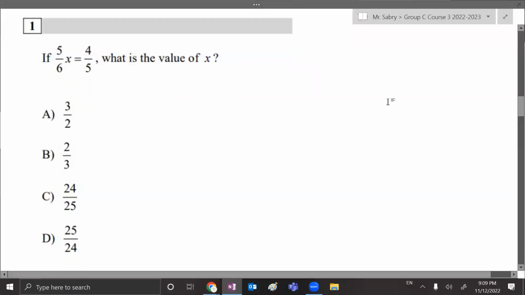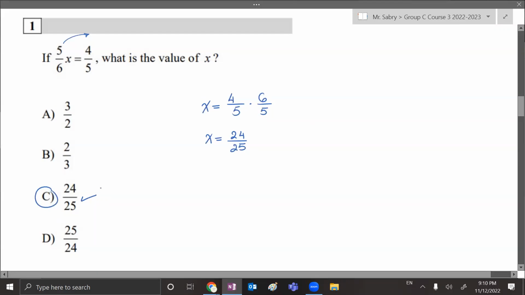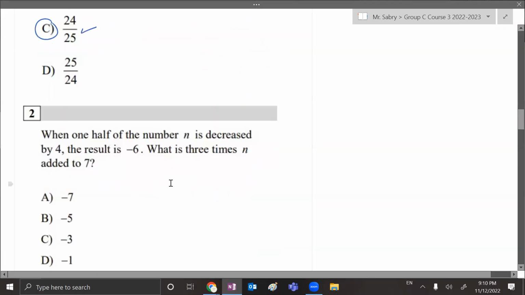Of course, the first one is a pretty easy one. This is just a simple equation, so we can just move this fraction to the other side by division, which means that x will be equal to 4/5 divided by 5/6. But instead of dividing by 5/6, I'll multiply and flip the fraction, 6/5. That means that x will be equal to 24/25, which is C. This was a very easy one.